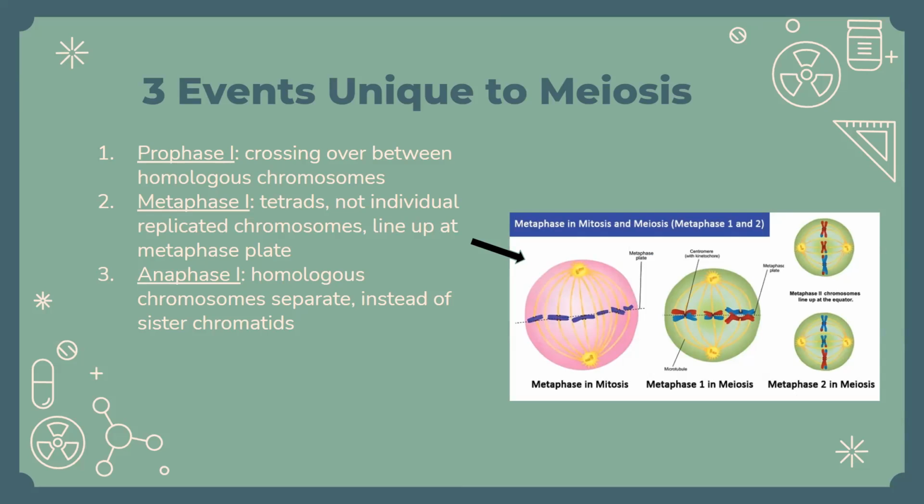In the figure, you first see a cell in mitosis, and you can see that everything that lines up at the metaphase plate is just a single replicated chromosome. Whereas in metaphase I of meiosis, you have a tetrad, which is two homologous chromosomes.